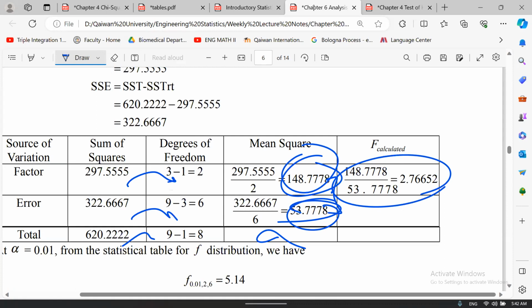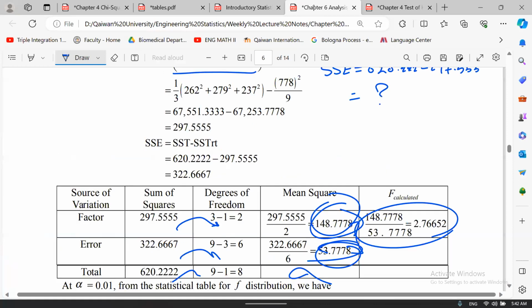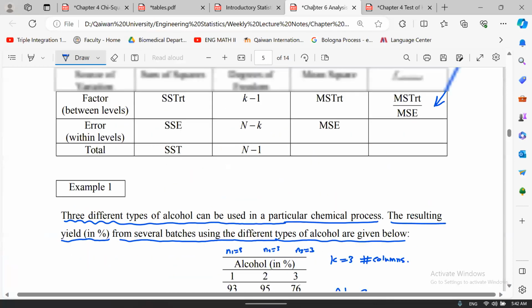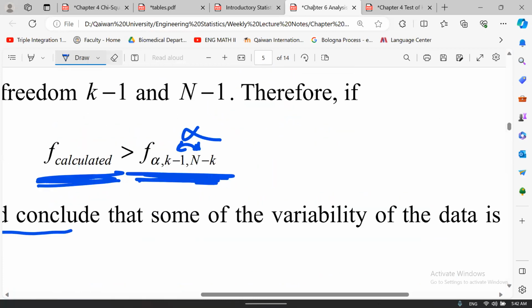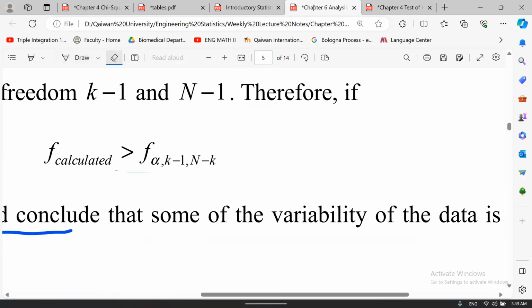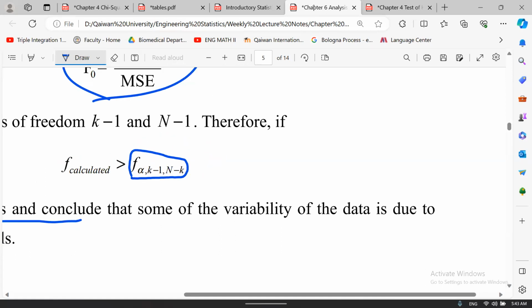We get that. Now we need to find F from the tables. We need to find F from the table. How? We say it is, sorry, it's written here. That's it. We need to find F of alpha, K minus 1, N minus K. Alpha, K minus 1, N minus K.